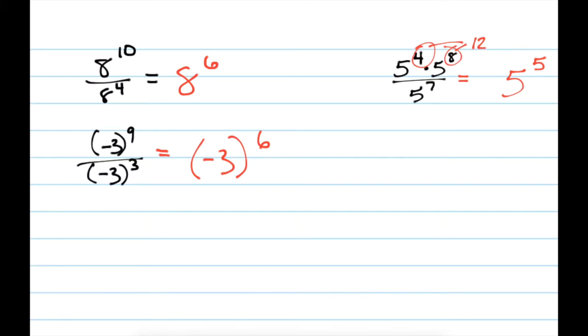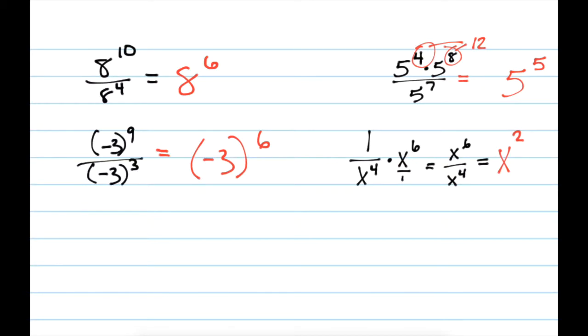Now we might see one that looks like this: 1 over x to the 4th times x to the 6th. Well, remember that when we're multiplying these, it's just like multiplying fractions. We get x to the 6th over x to the 4th. Then we can subtract and get x squared.